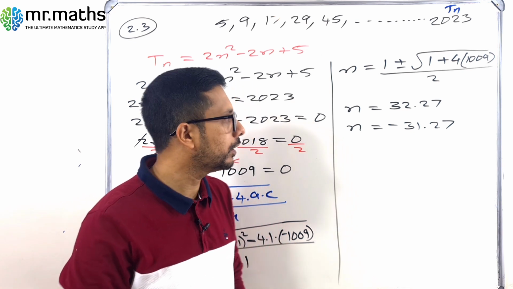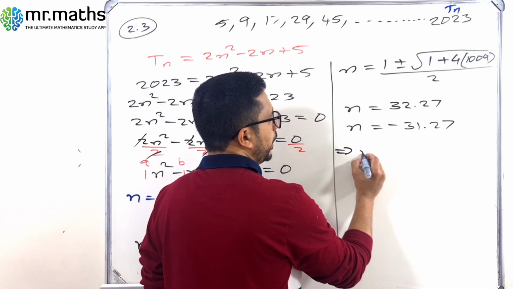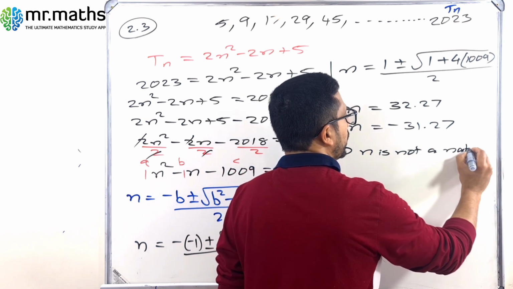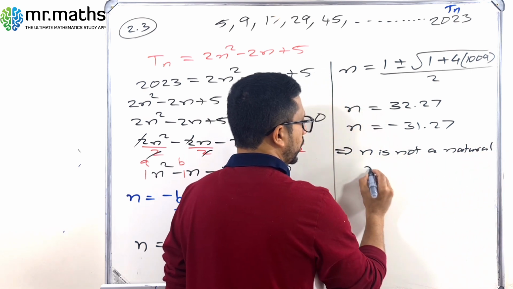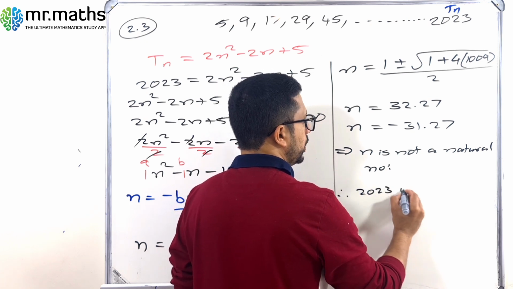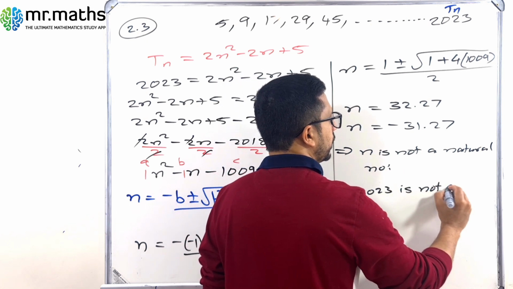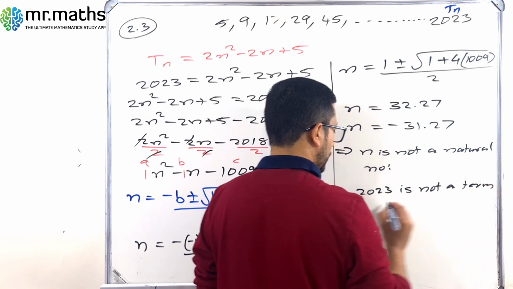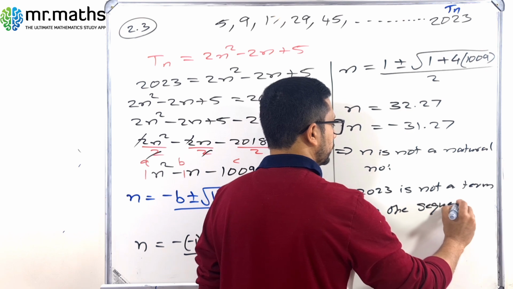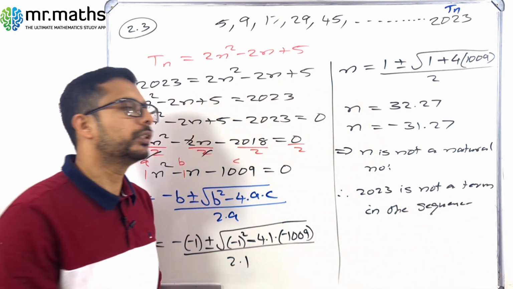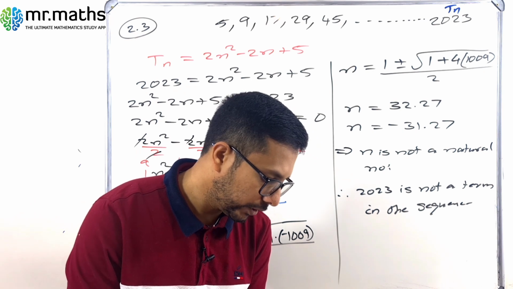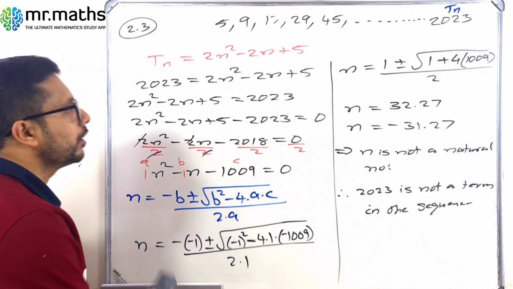So it implies that n is not a natural number. Therefore 2023 is not a term in the sequence. Therefore 2023 is not a term in the sequence. Okay, so that is question number 2.3. Now let's move to the next question, question number 3.